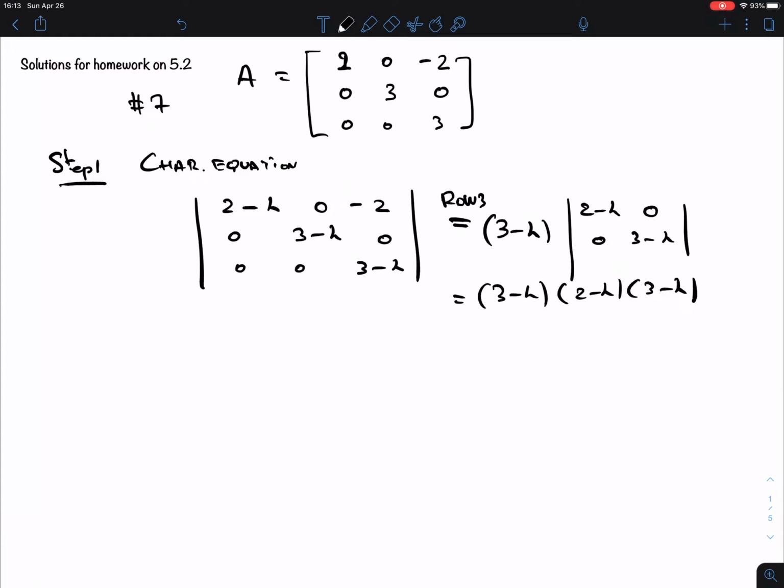And again, we see that one factor is there twice, so we get here lambda is 3, kind of twice, but okay, we cannot write that, and lambda is 2. Those are the eigenvalues. Okay, step 2.